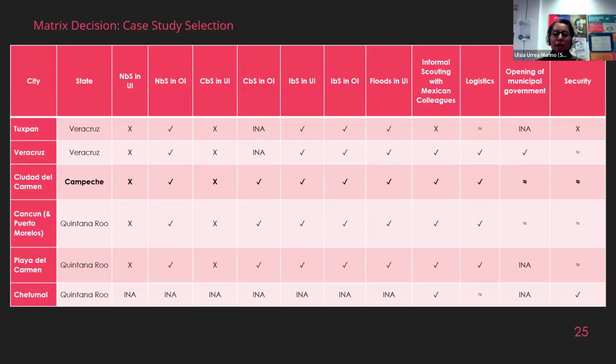And then I also added other variables, because that information at that moment wasn't enough to say, yes, I need to select this city. So I start taking into consideration other variables. For example, informal scouting with Mexican colleagues, asking them about the security of the area, the openness of the government or the municipality governments, and also the logistics involved in conducting the fieldwork there. And as soon as I finished this informal scouting with my Mexican colleagues, finally, taking into consideration the content analysis and this extra information, I selected Ciudad del Carmen, Campeche. So this is one example.